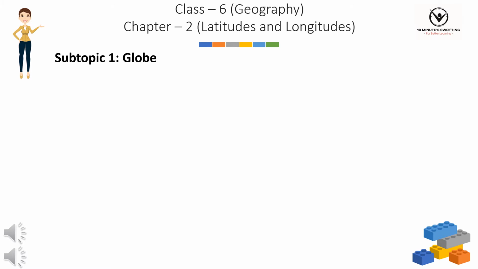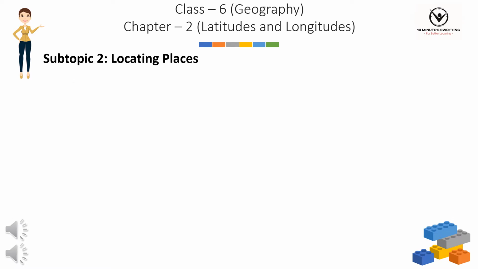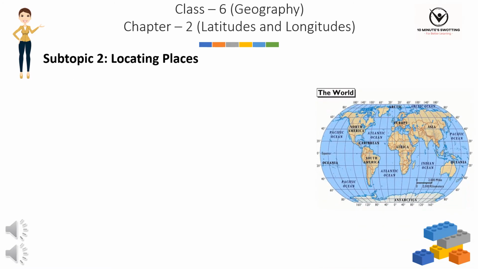Subtopic 1. Globe. A globe is a spherical model of the Earth mounted on an axle to allow rotation. The shape of our Earth is a geoid, that is a sphere but flattened at the North and South Poles. The Earth rotates on an imaginary line passing through its center. This line is known as the axis of the Earth. The 2 points on the Earth's surface that are connected by the axis are called the North Pole and the South Pole.